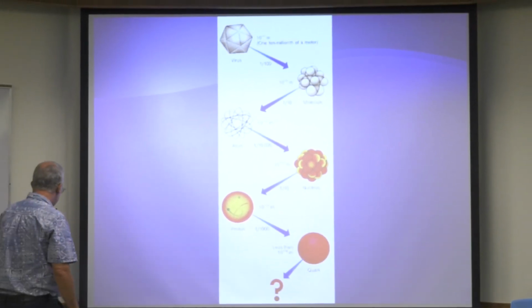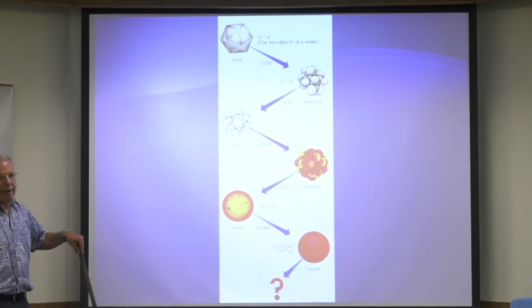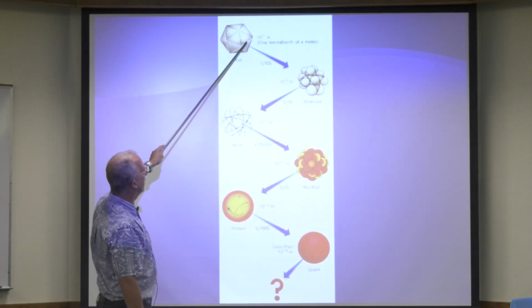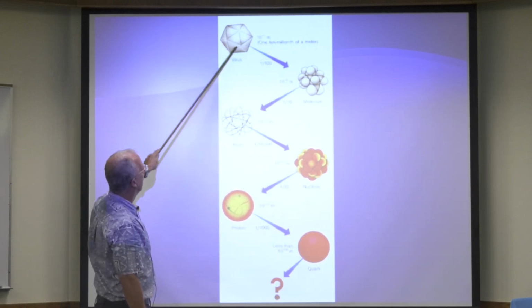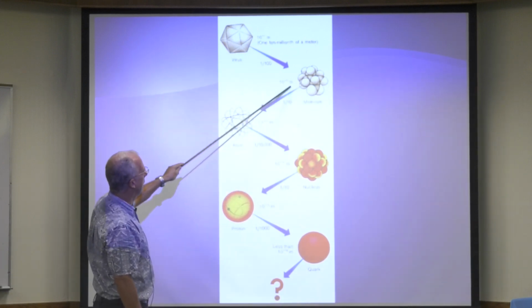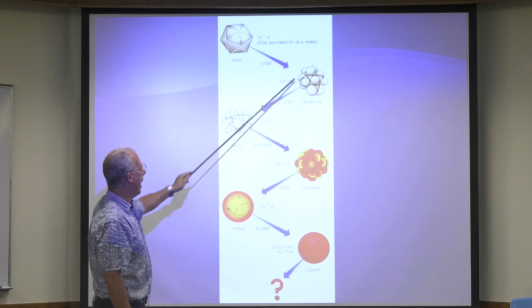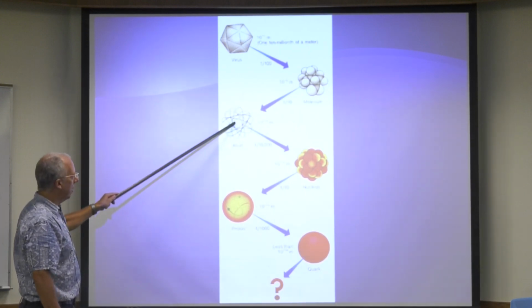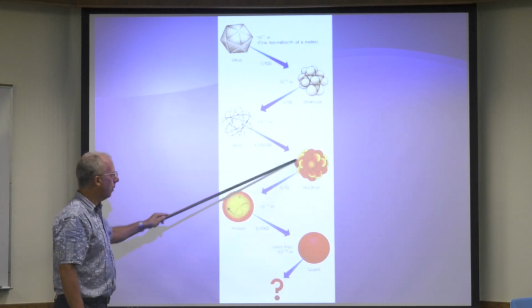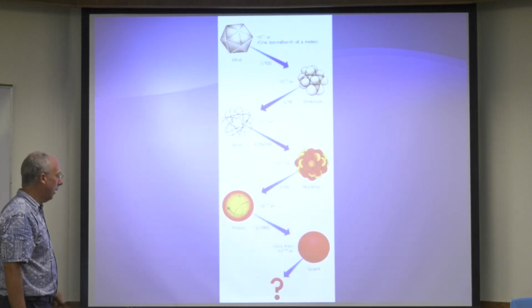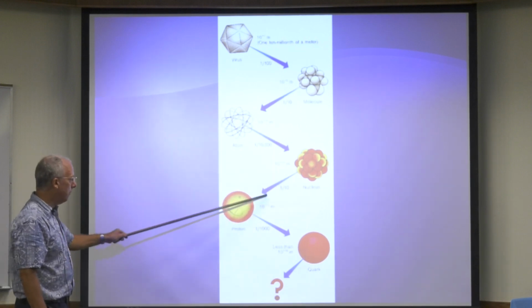So here's a virus. Funny talking about virus now, right? There's a virus, 10 to the minus 7 meters. And what is a virus made out of? Molecules, 10 to the minus 9 meters. Molecules are made out of atoms. Here's an atom, 10 to the minus 10 meters. What's in the center of an atom? A nucleus, 10 to the minus 14 meters. What's a nucleus made out of? Protons and neutrons. So here's a proton, 10 to the minus 15 meters.